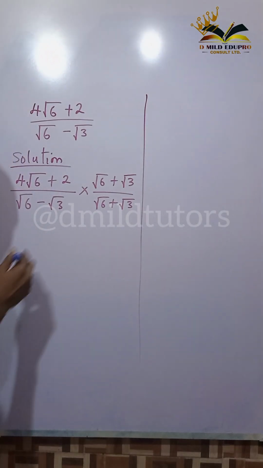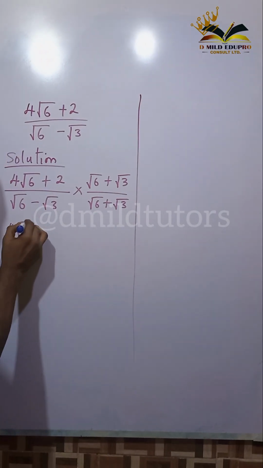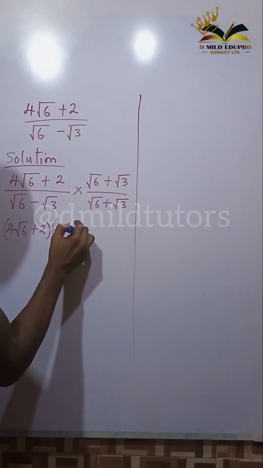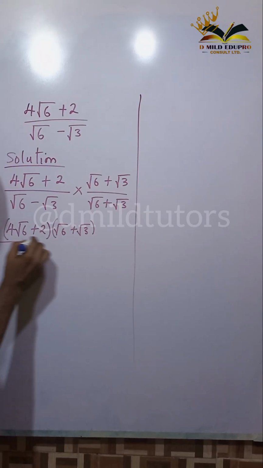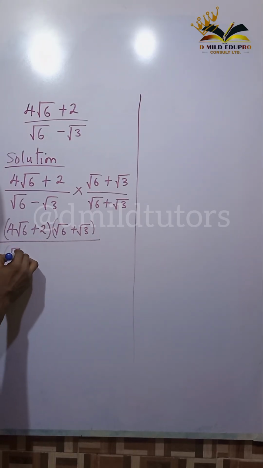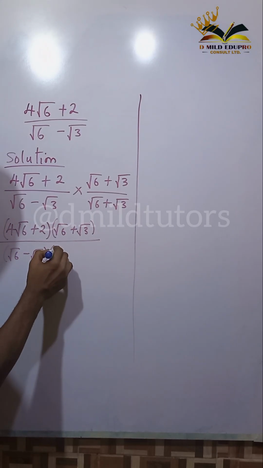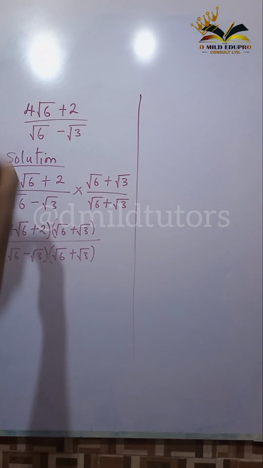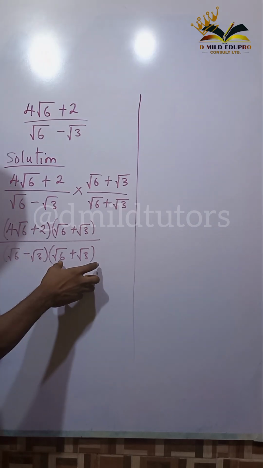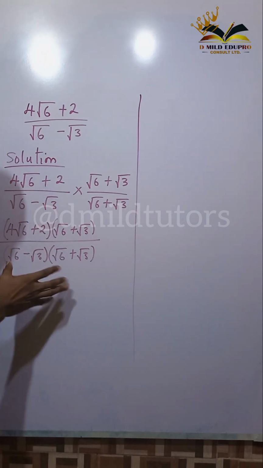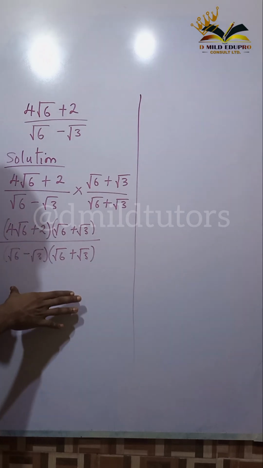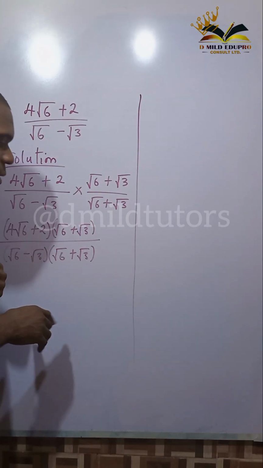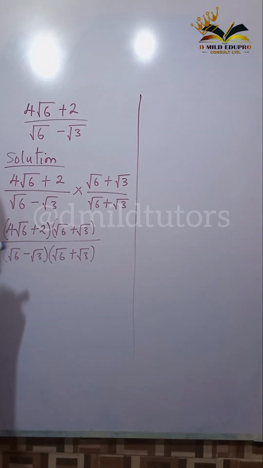All right. So let's simplify further. 4 root 6 plus 2, remember, multiplying this by root 6 plus root 3, then all over, we have root 6 minus root 3, then we have root 6 plus root 3. Now, mind you, whenever you multiply a radical with its conjugate, you're going to have a whole number. So the essence of all this is to remove this radical from the denominator. So that at the end of it all, we're going to have a whole number at the denominator. Is that okay? So now let's simplify.